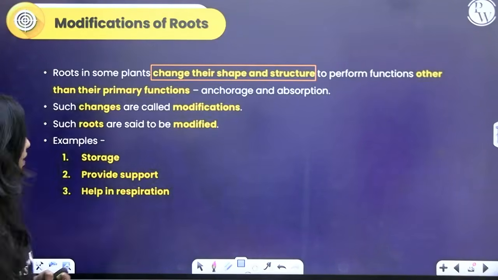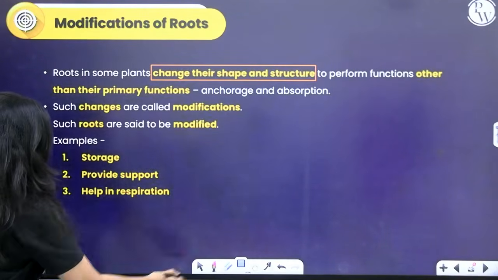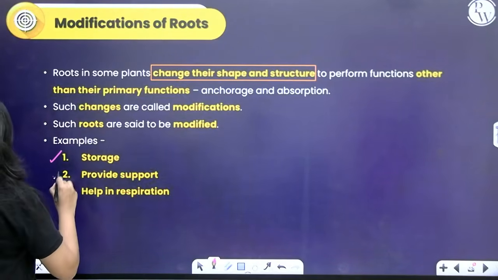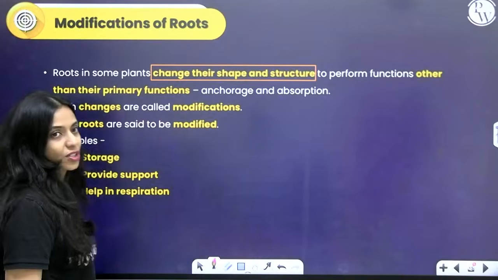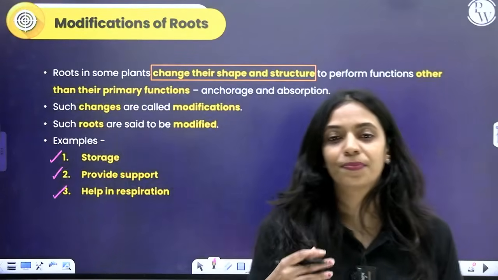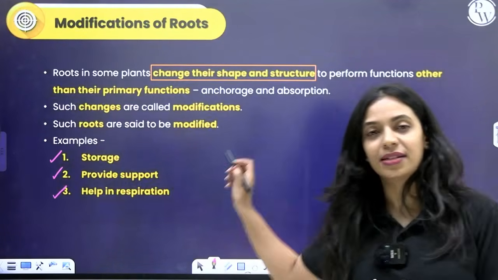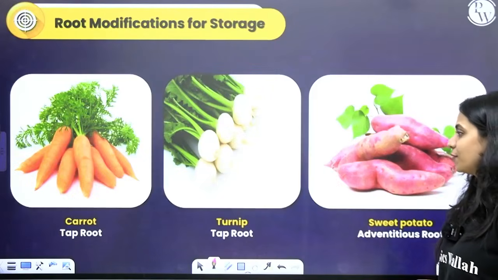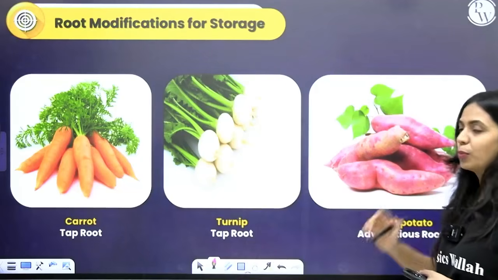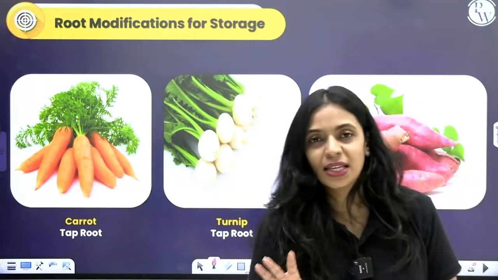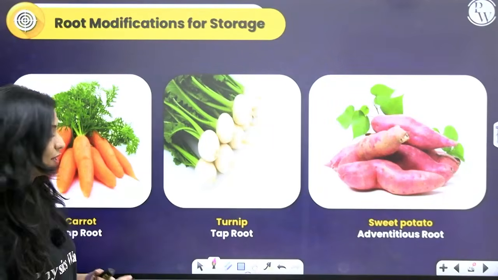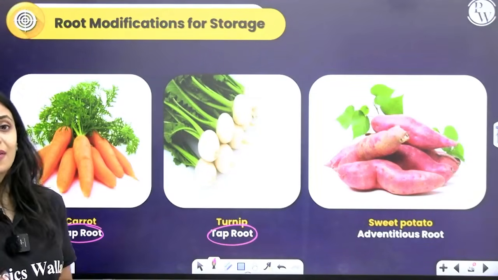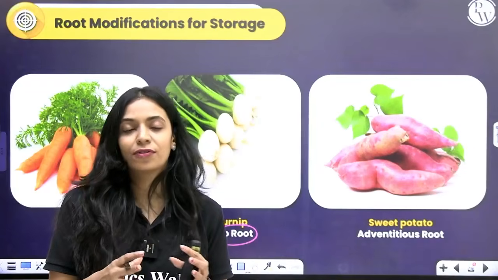So for what reasons can roots be modified? They may be modified in order to store food, as in the case of carrot, like I mentioned earlier. They might provide support, they might help in respiration. So for all of these reasons, roots can become modified. We'll understand each of these one by one, starting with storage. For storage, you have carrot, turnip and sweet potato. These are the examples. Carrot and turnip and even radish, both of these are taproot modifications. Taproots have swollen, storing a lot of reserve food material.